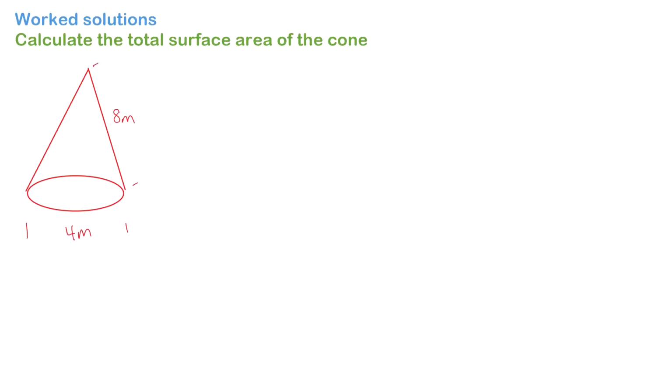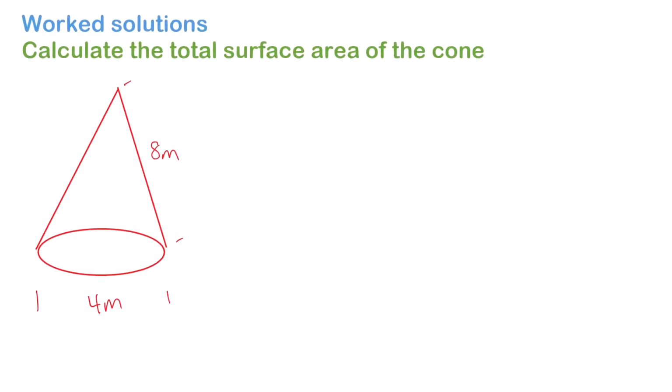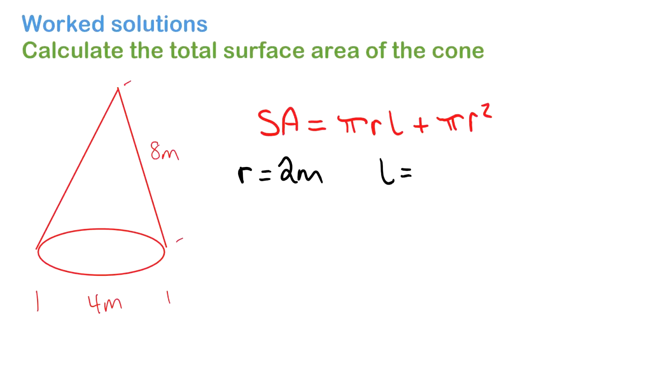cone. Again, with these types of questions, it's always good to write down your formula first. Now, I'm also going to write down what my r is. So r is going to be 2 meters, because remember, this 4 meters down here, that's your diameter. So we need to halve that. The next thing we need to write down is my l value, which is 8 meters.